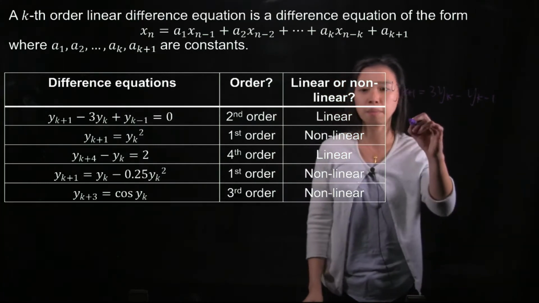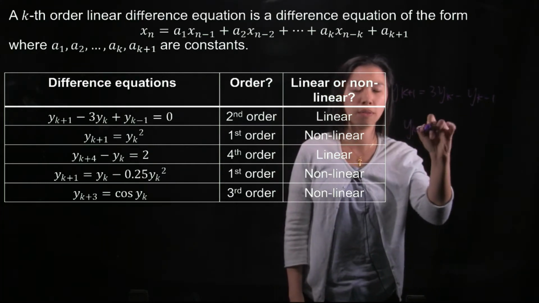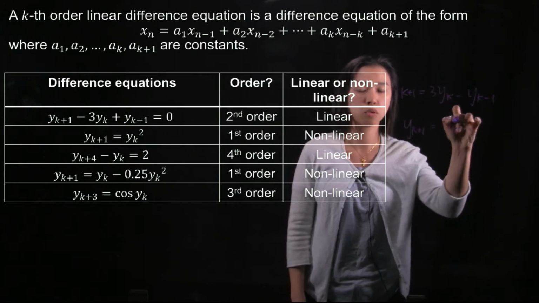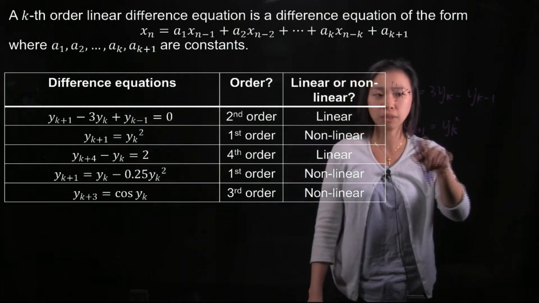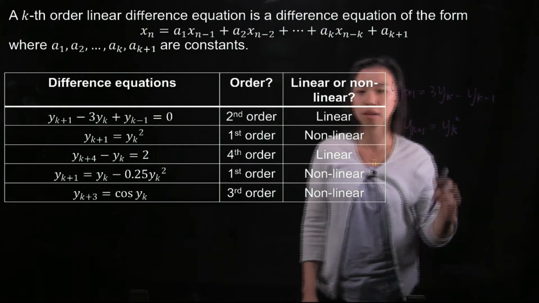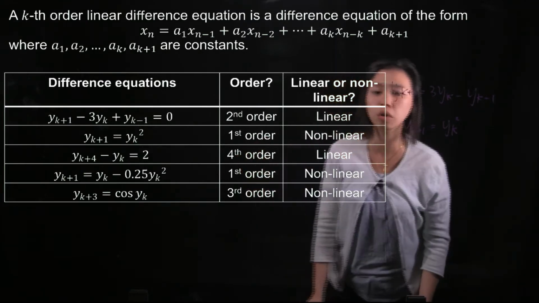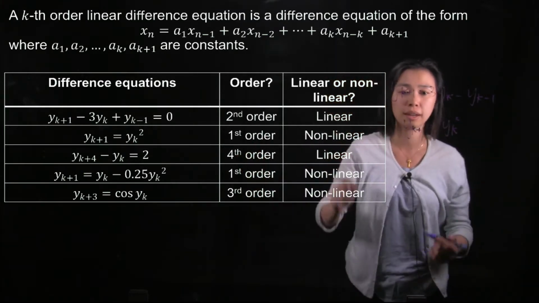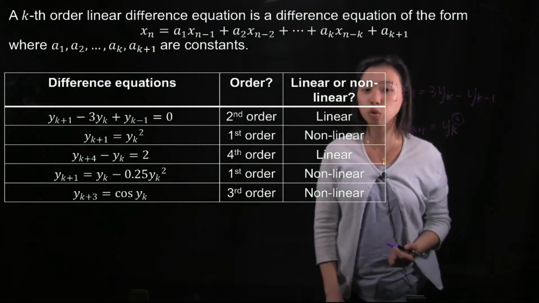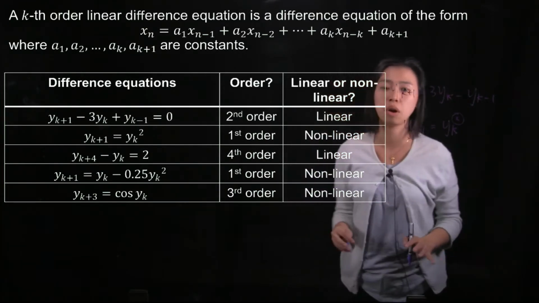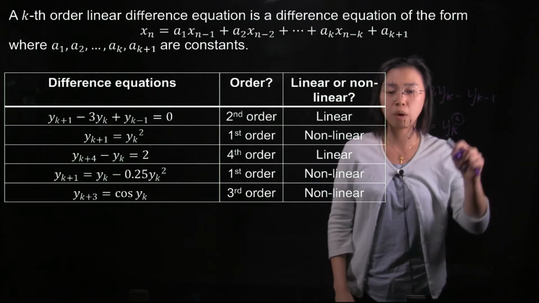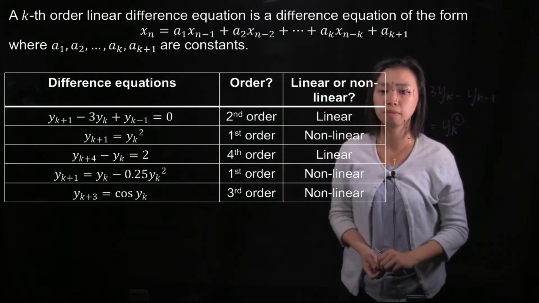In the second example, y k plus 1 equals yk squared. So y k plus 1 depends on the previous one term, yk. That's why it's of the first order. And why is it non-linear? It's because here you have a square. You don't want a square, you don't want a cube, you don't want a square root. You only want it to be a power of 1. So it is non-linear.